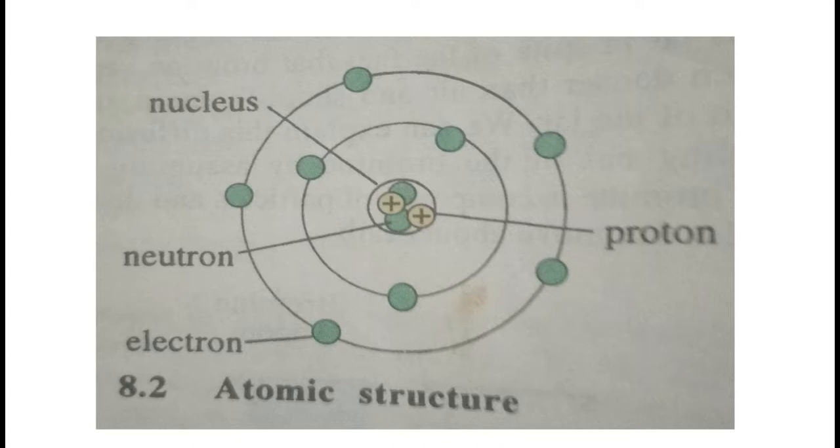Then we have these two orbits with electrons on them, which are the second part of the structure of an atom. Now, in the middle, we have protons, which are the positively charged particles. Then we have the neutrons without any charge. The protons and the neutrons form the nucleus of the atom. Then we have the electrons surrounding the nucleus of the atom.